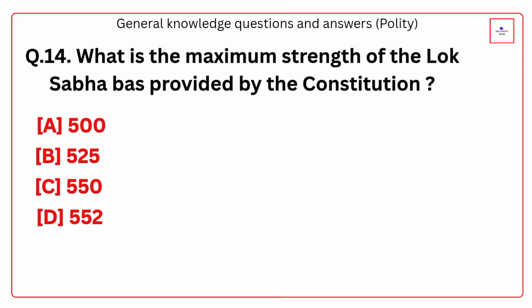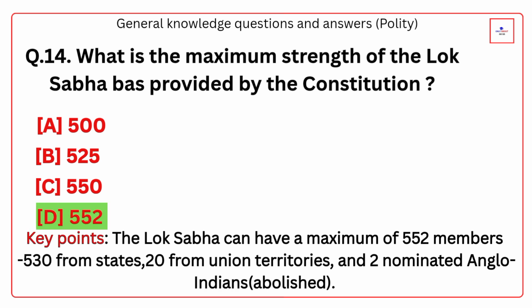What is the maximum strength of the Lok Sabha as provided by the Constitution? Correct answer is 552. The Lok Sabha can have a maximum of 552 members, 530 from states, 20 from union territories, and 2 nominated Anglo-Indians.